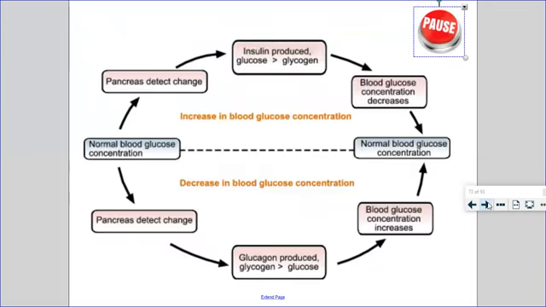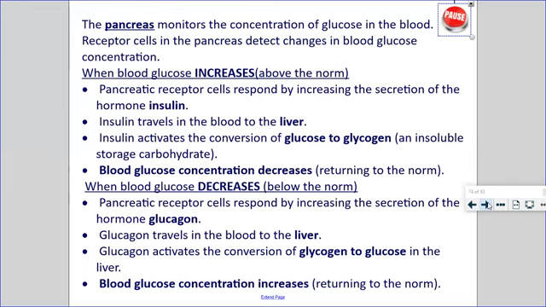So pause the video. There's a diagram here just explaining that again. There's a written section here. Pause the video, have a read through this written section that describes in a little bit of detail how blood glucose concentrations are maintained in the body.